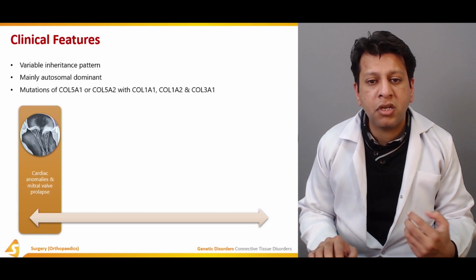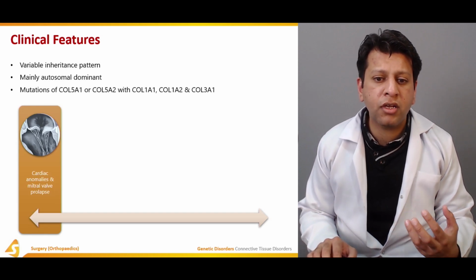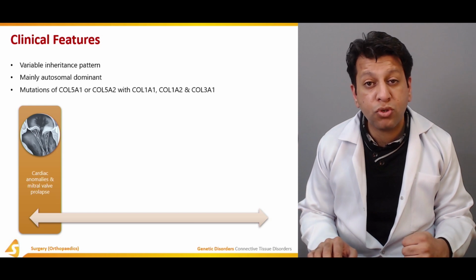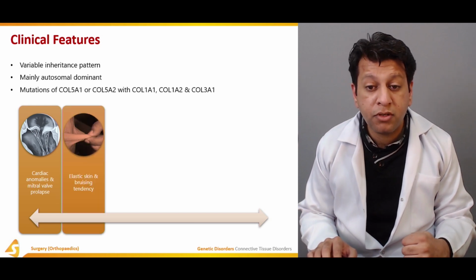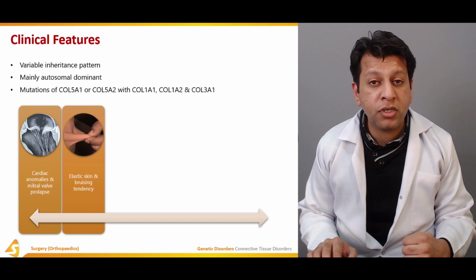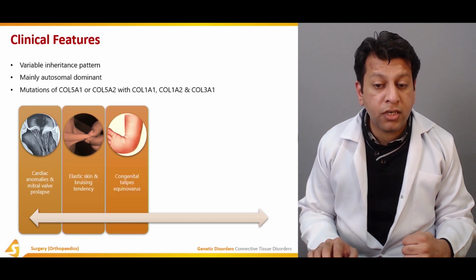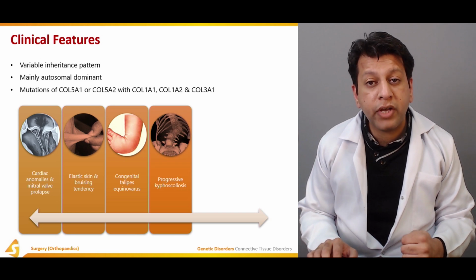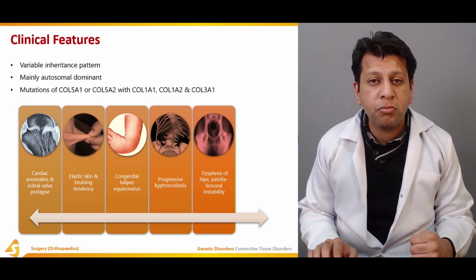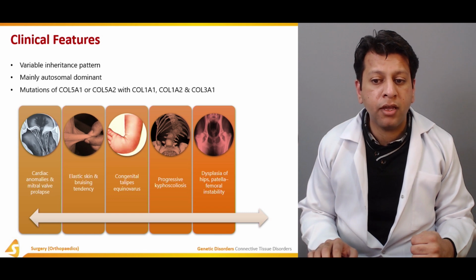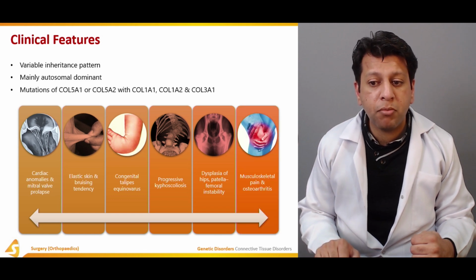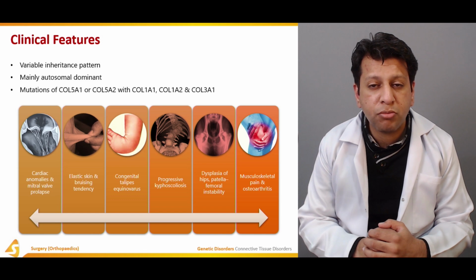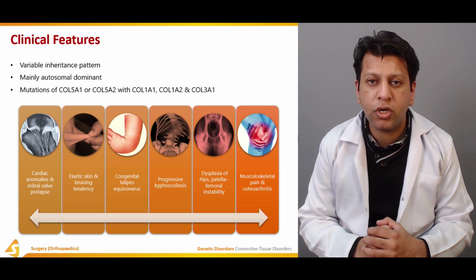Other clinical features include cardiac anomalies, most commonly mitral valve prolapse, elastic skin and bruising tendency, congenital talipes equinovarus may be associated with them, progressive kyphoscoliosis, and dysplasia of the hip and patella and femoral instability may be associated with increased myalgias, musculoskeletal pain, and osteoarthritis of the knee joint.